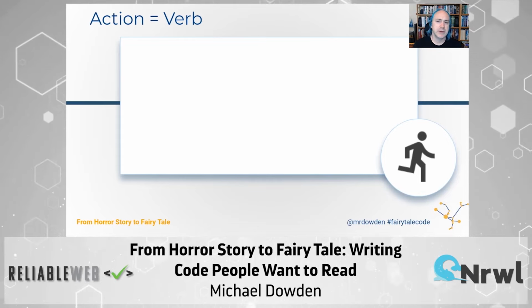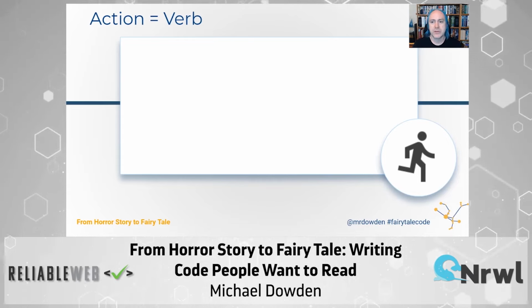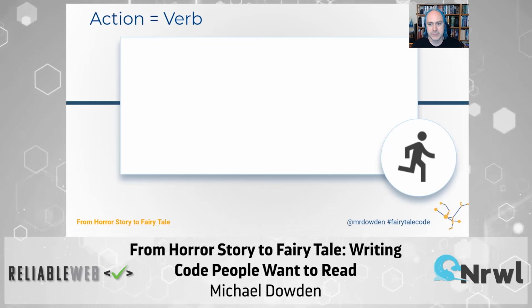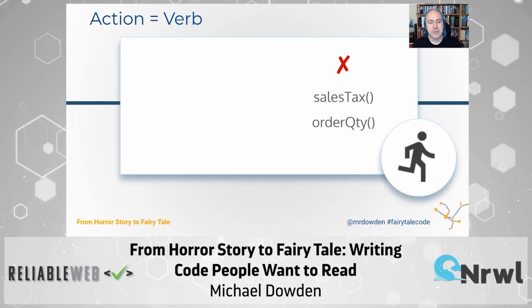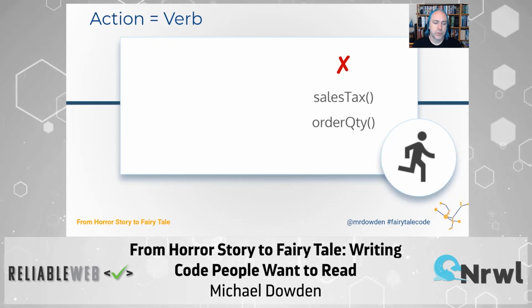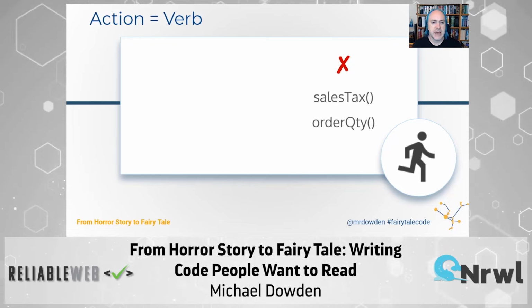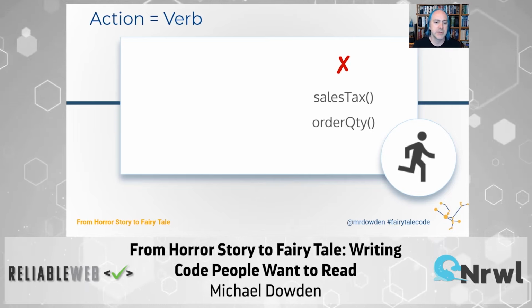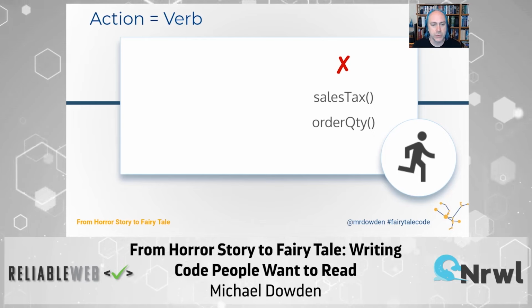Actions are verbs, right? That's just a natural part of language. Function and method names should always include a verb because you're doing something. For example, sales tax, order quantity. There's no verbs here. There's no actions. We don't know what's going to be happening to that sales tax. Is it going to be calculated? Is it what's going to happen? That order quantity, what are we doing with it?